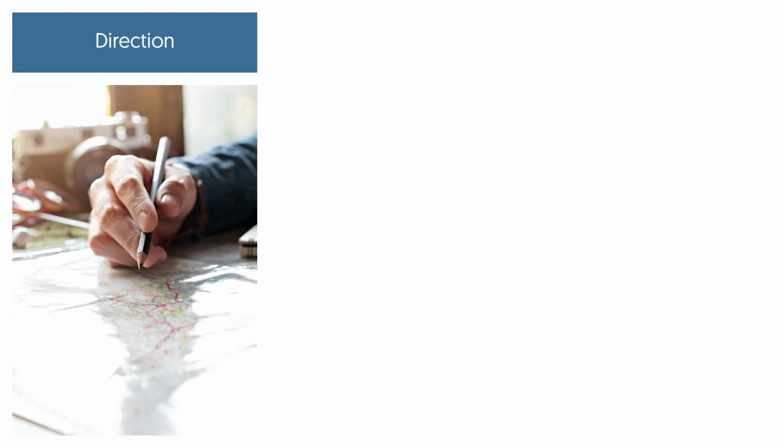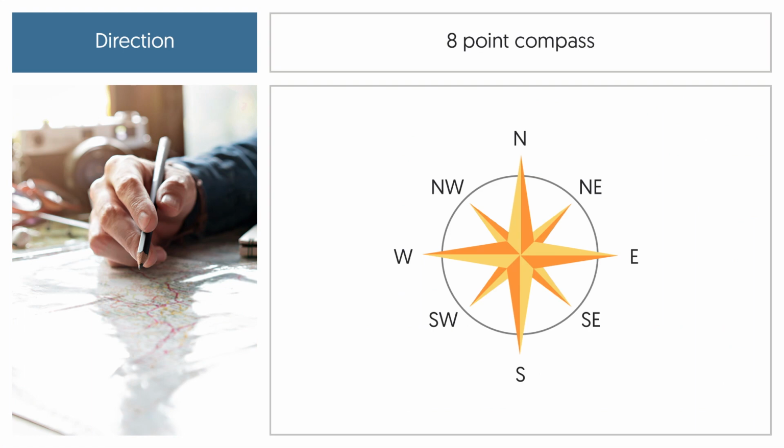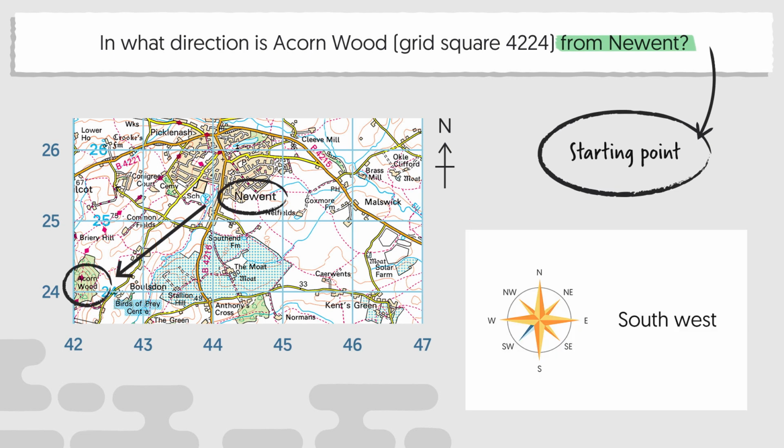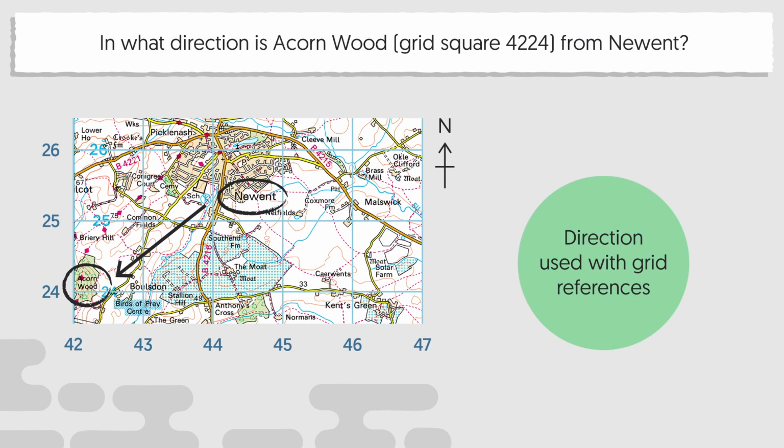Along with distance, you may be asked about direction, so you should be familiar with an 8-point compass like this one. Let's have a look at a typical exam type question using this map. In what direction is Acorn Wood from Newent? The question wants the direction from Newent, so that's your starting point. Using the compass, we can see that Acorn Wood is to its southwest, so that's the answer. Can you see how direction is being used together with grid references in this question? The question could even use 6-figure grid references, so you should make sure you're really confident with these. You may want to have a look at our pod on this if you're not sure.